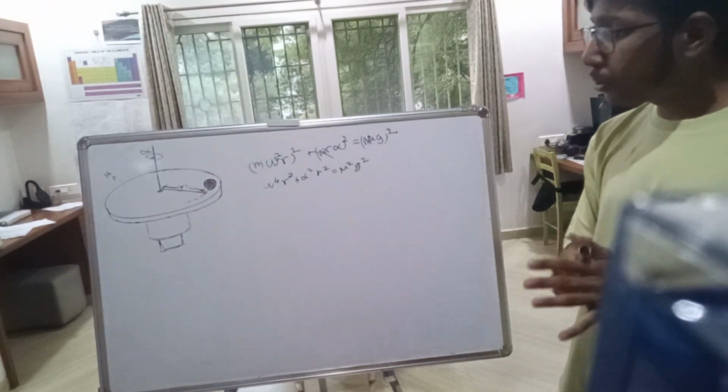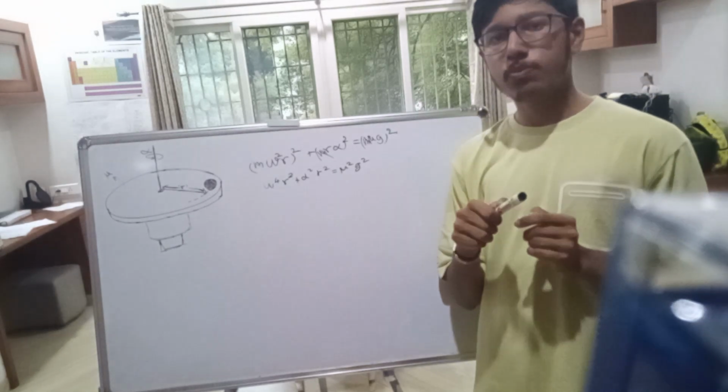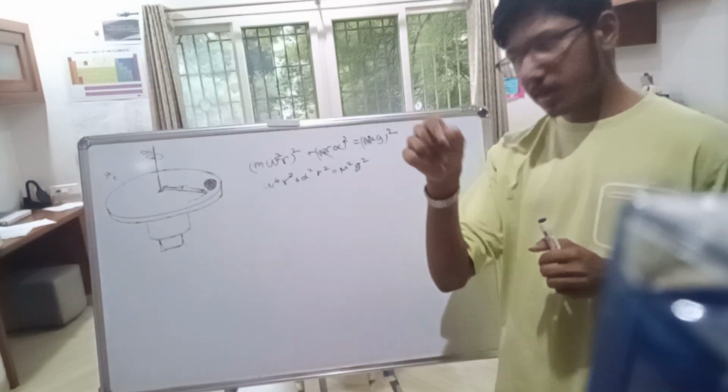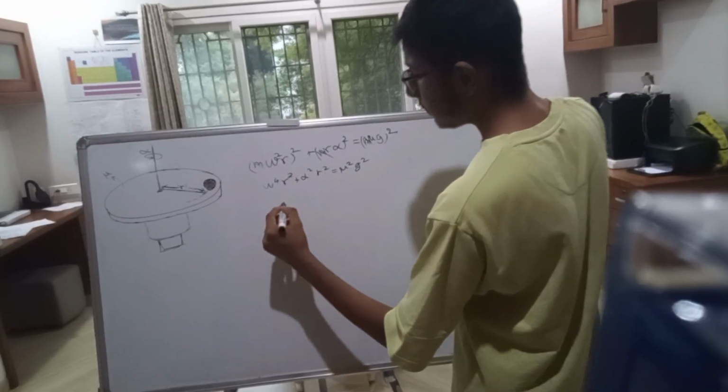What is n? We know that 2 pi n is equal to omega. So what is n? Omega by 2 pi. To find n, you need to know omega. To find omega, we can get it from this equation. How can we get it from this equation?